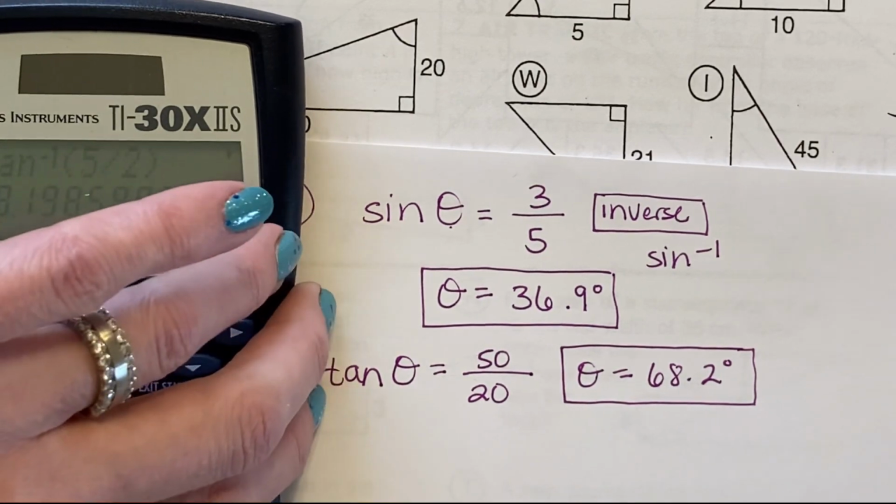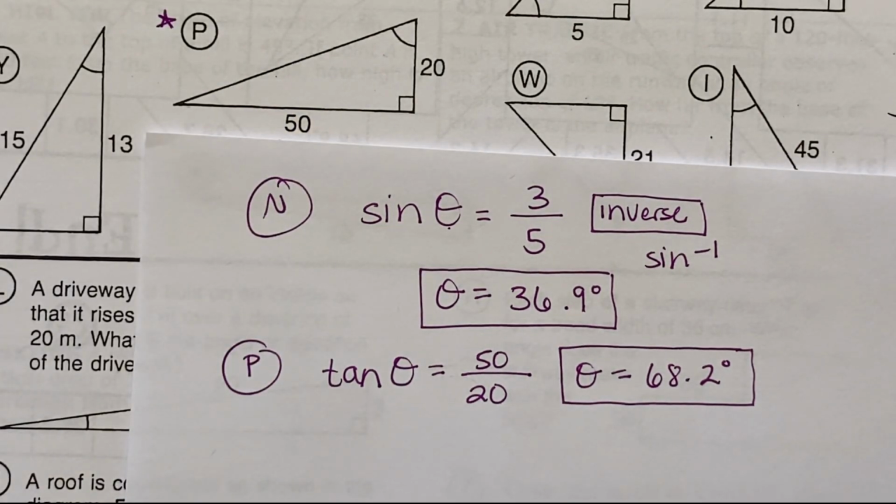There you go. So there are the basic 3 types of problems that you're going to get for SOHCAHTOA. Have fun. And be thankful for your calculator.